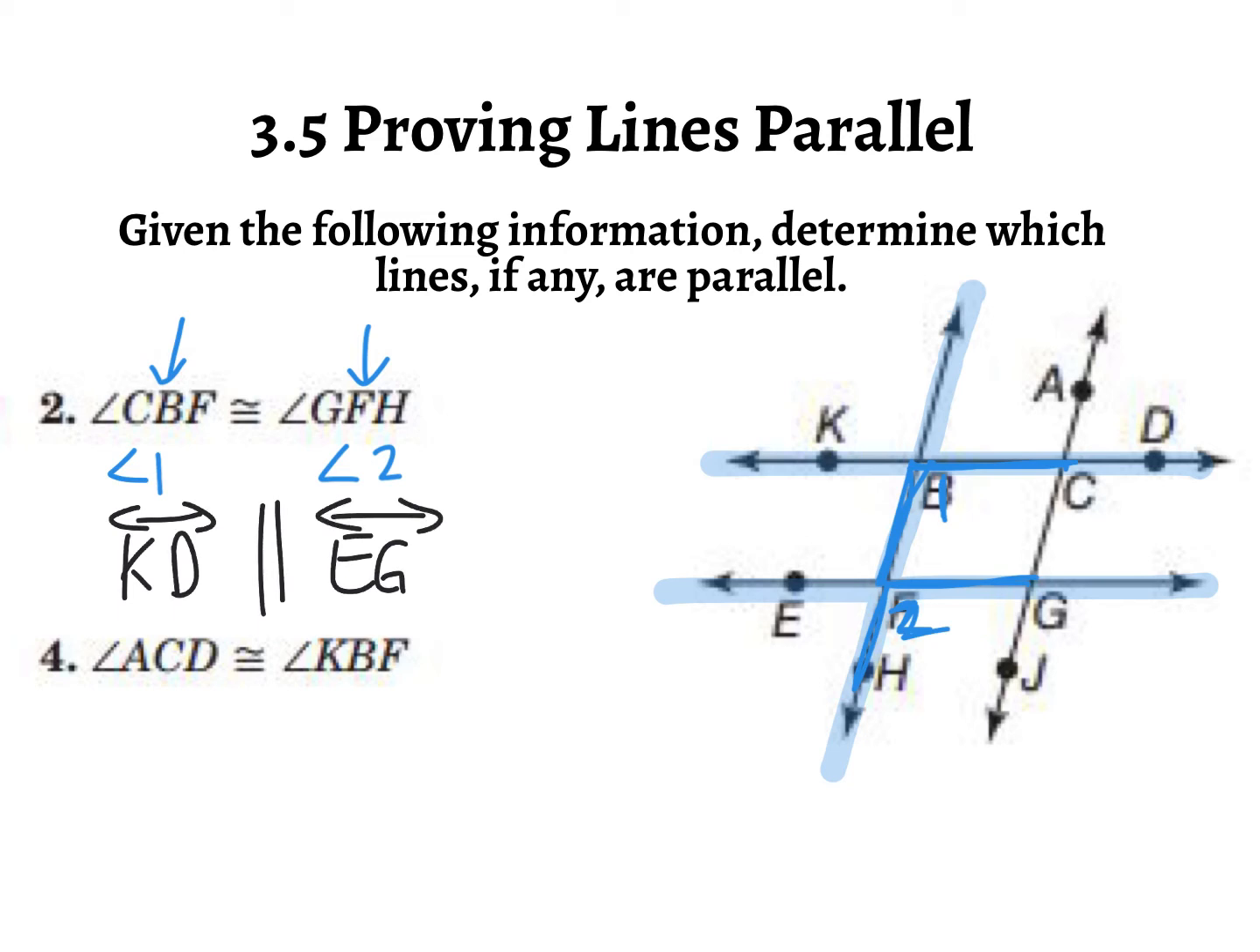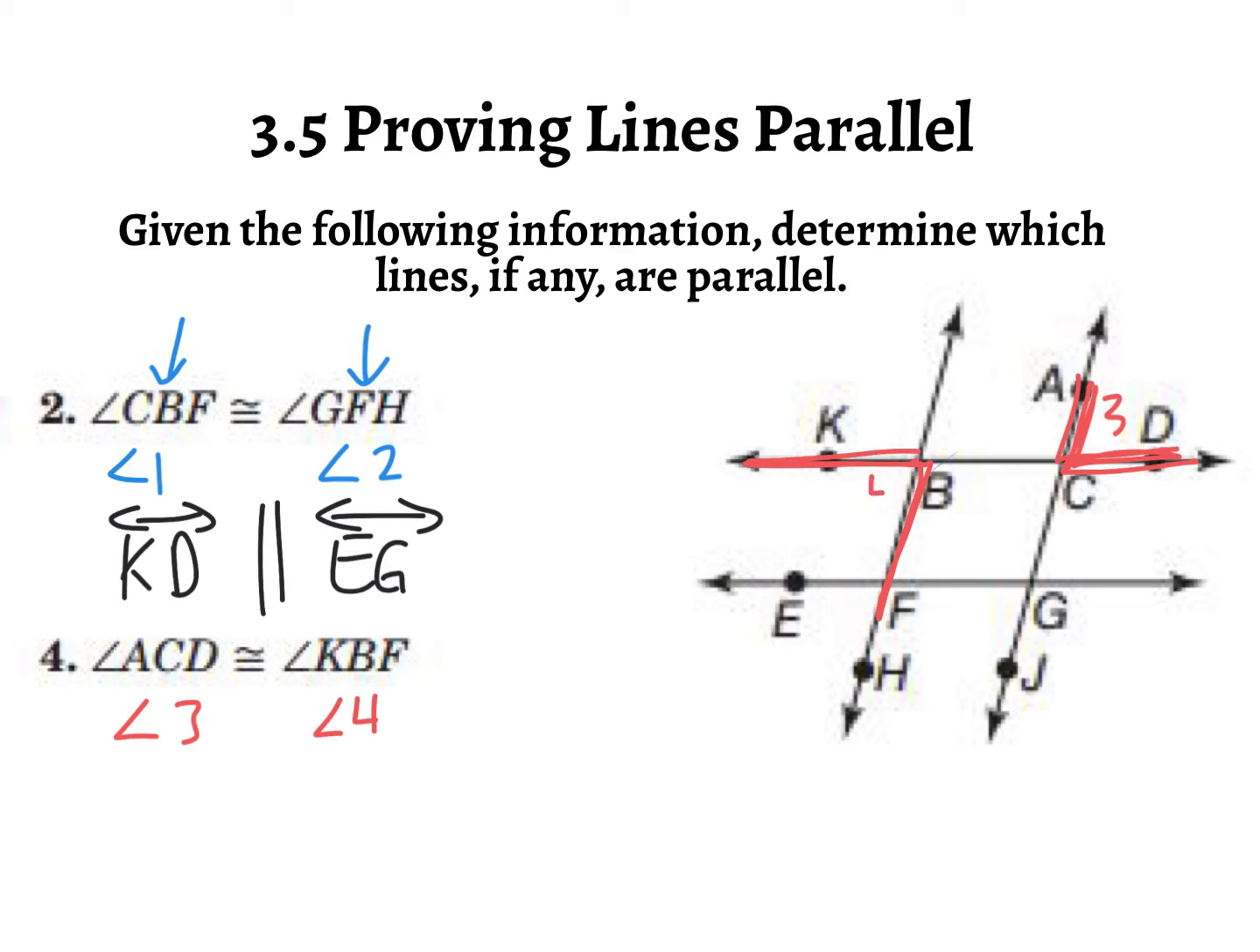So here we have angle ACD and KBF. Okay, let's do this in red. We're going to call this angle 3 and this angle 4. ACD, so we start at A, C, D. That's angle 3. And KBF. That's angle 4. Which two lines is it touching?